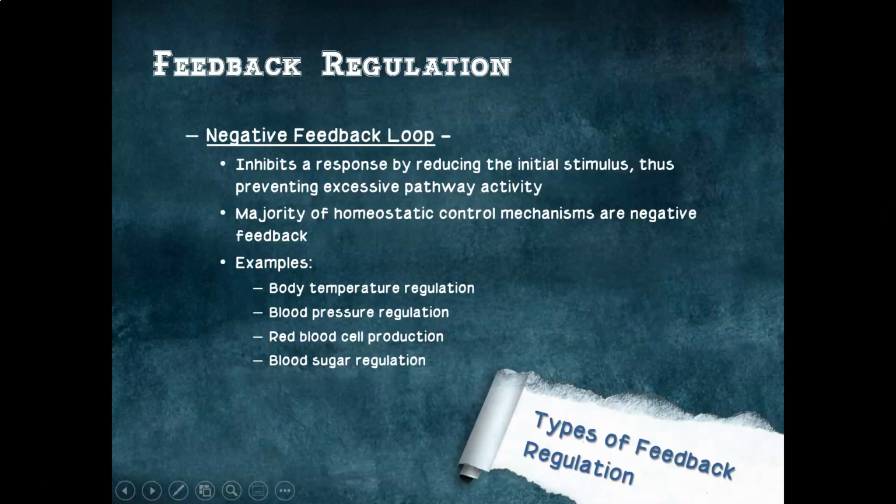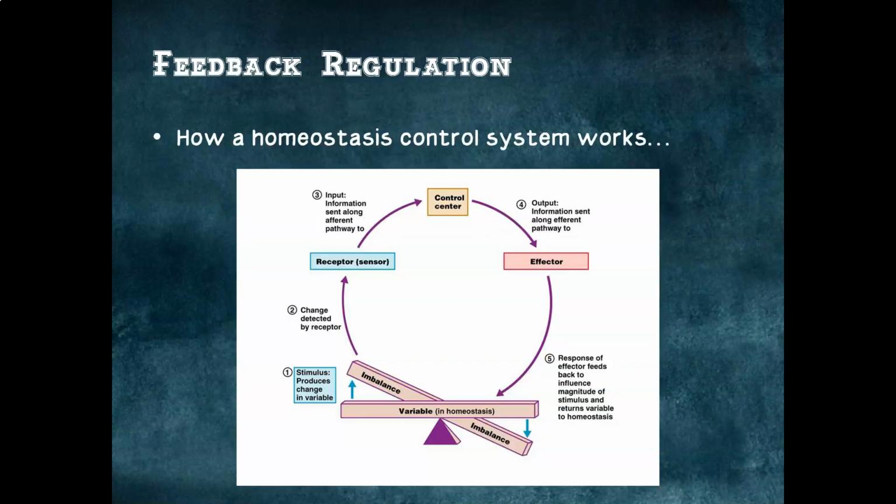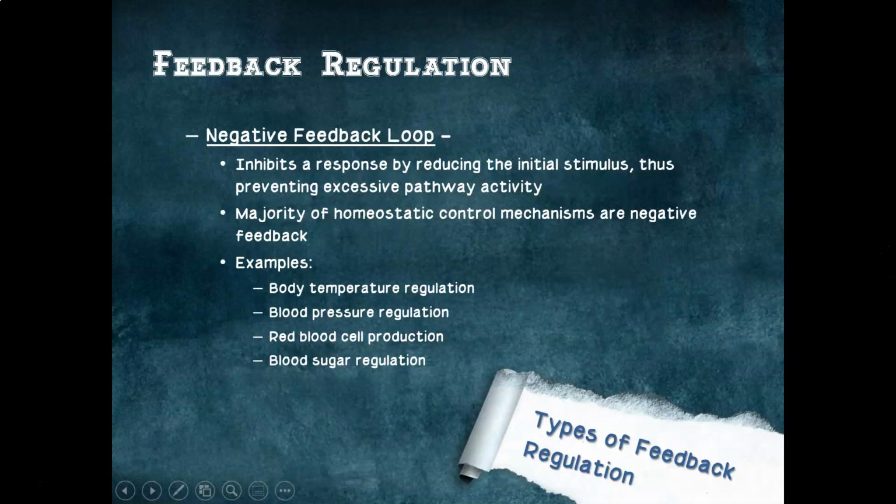Most feedback mechanisms that kids think about are negative control mechanisms or negative feedback loops. These are the ones where it really is like the seesaw mechanism, where I've caused an imbalance and I'm going to do the opposite to balance it back out. So the majority of our homeostatic control mechanisms work by negative feedback. Think about things like your body temperature. You're getting too warm, so what does your body do? Produces sweat.